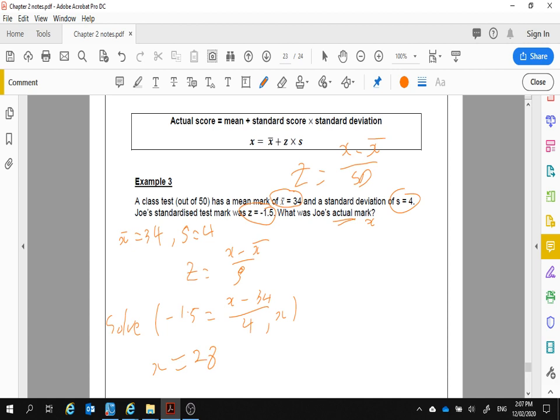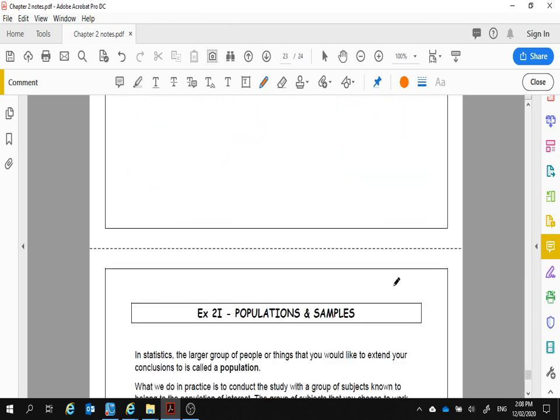It can be done the theory way. So -1.5 equals x minus 34 divided by 4, times by the 4. So -1.5 times 4 equals x minus 34. -1.5 times 4 becomes -6. And so x will equal -6 plus 34, which means x equals 28. If you get confused, just do it the calculator way.